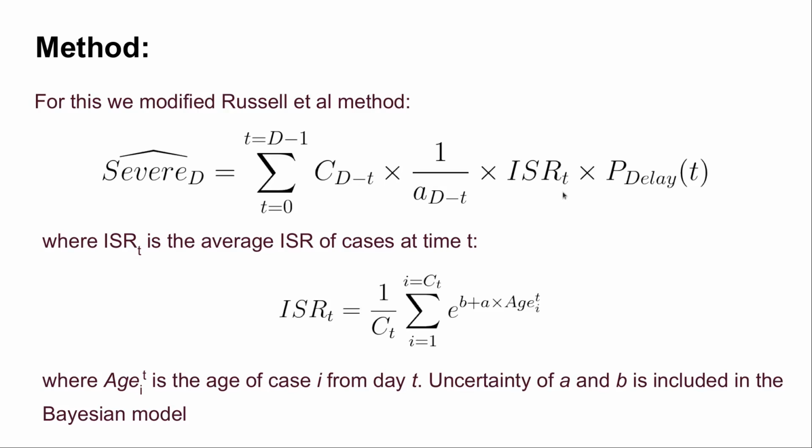Also, we used a time-varying outcome rate, which consisted of the average outcome rate for the age distribution of each day's reported cases. These were estimated using a log linear relation between the outcome rate and age, with parameters estimated in a procedure that we don't show here. The uncertainty of the slope and the intercept of this log linear relation were also included in the model.